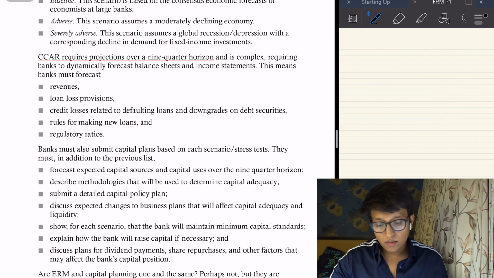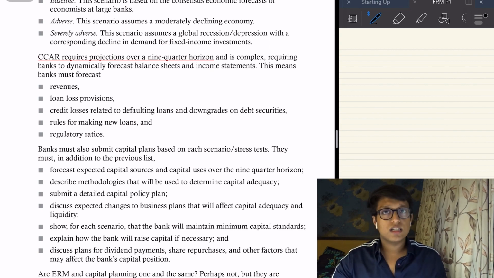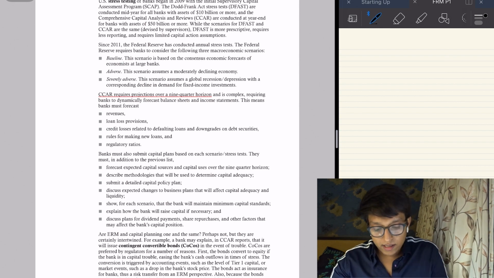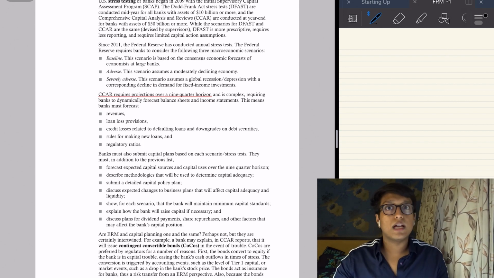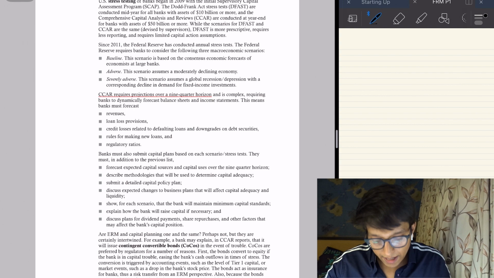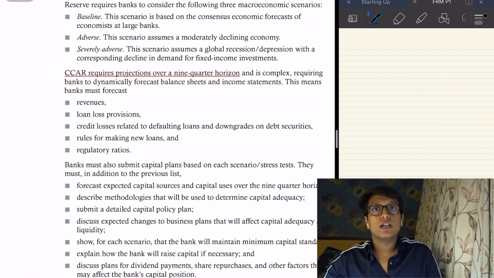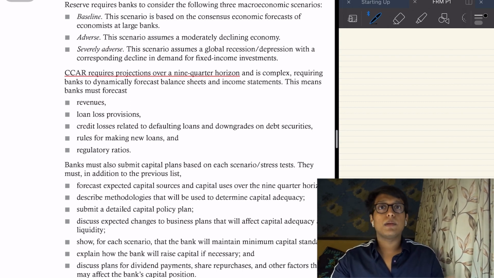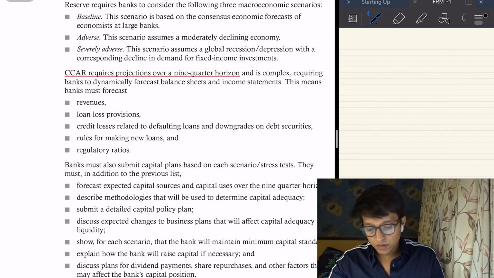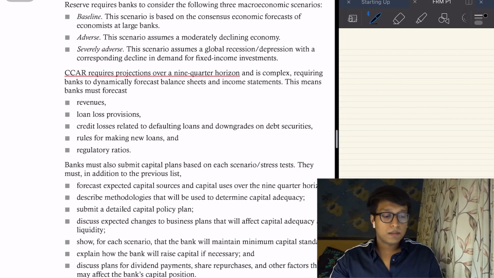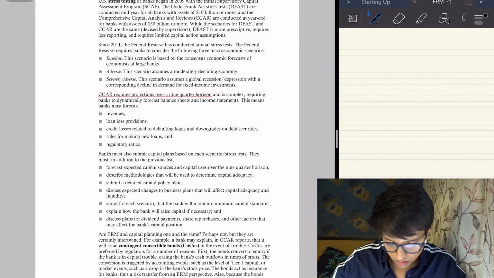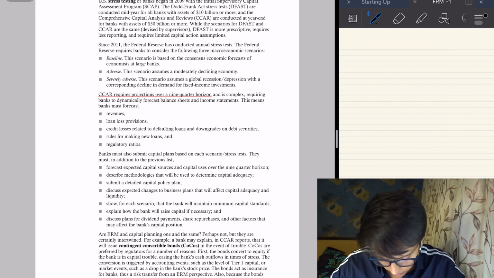Then the CCAR requires projections over a 9 quarter horizon. It's just theoretical. You read through and you keep these in mind. This 9 quarter horizon may be asked as a figure on your exam, and what the banks must forecast. So they might be given in the options: A, B, C, D. Three of them will be correct. One will be incorrect. So you need to point out which is incorrect, which is not something banks must forecast. And you can read through.